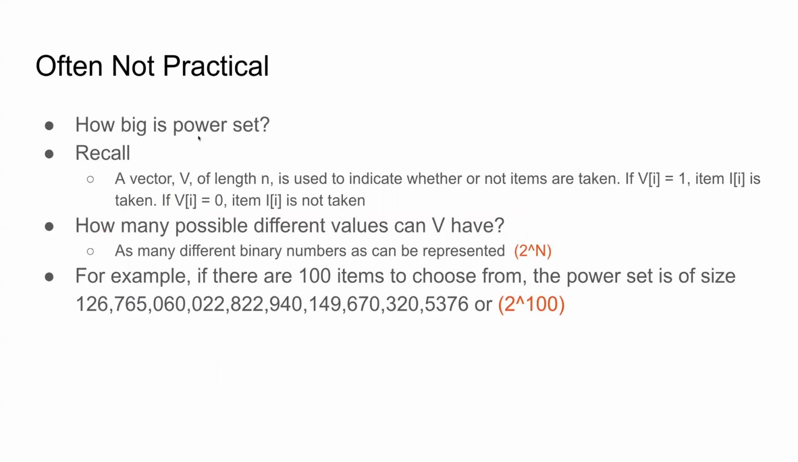So, like I said, how big is the power set, right? Recall that for that vector, you either take or not take each item. So the number of binary numbers that can be represented is 2 to the power of n. Basically, it's an n-digit binary number, and the total number of different numbers is 2 to the power of n. If there are 100 items to choose from, the power set is of size 2 to the power of 100, which is astronomical. So that's not practical, right?